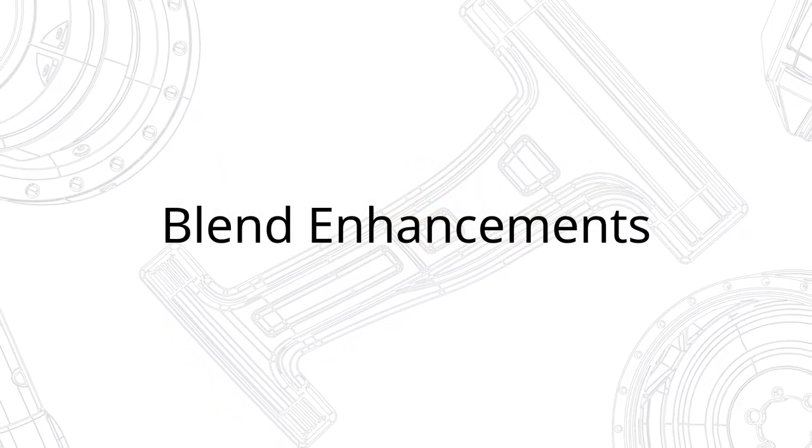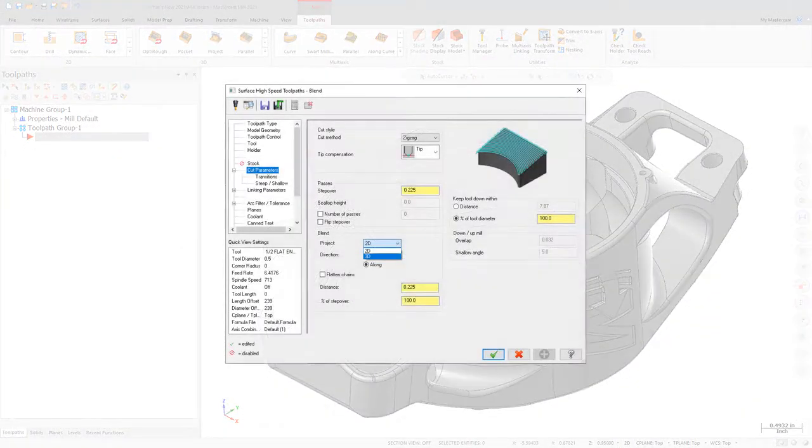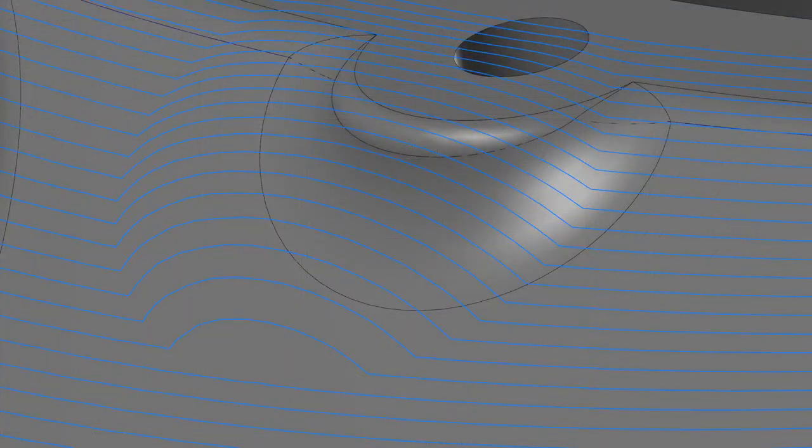The 3D high-speed blend toolpath now includes the following enhancements. The 3D option in the Project drop-down on the Cut Parameters page is now available. When selected, Mastercam keeps the created passes equidistant in 3D, adding cuts to steep areas.